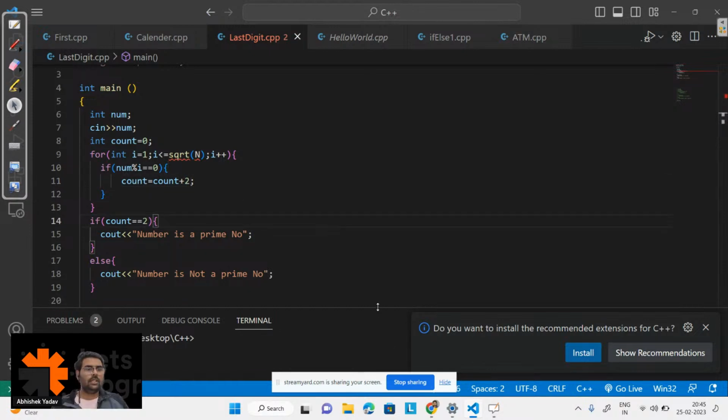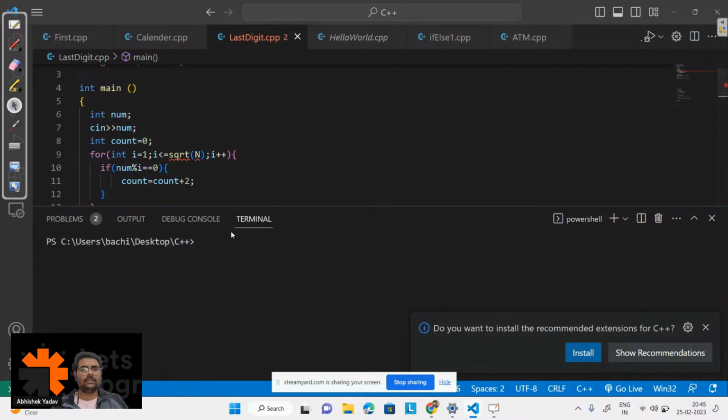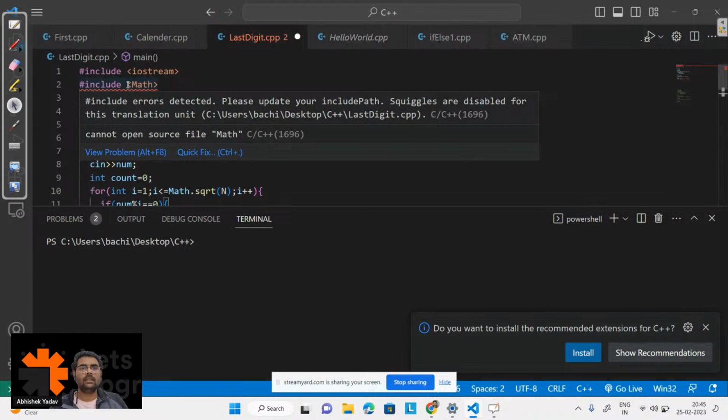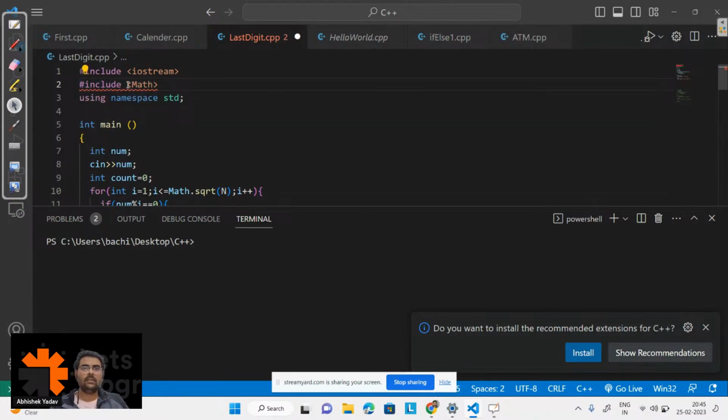So let's save the code now. Let's run the code, I will get the correct answer. Let's see. Okay, I have to use the math dot square root or what? Okay, hash include math. Can you guys write in the chat? Yeah, now it is clear, right? Correct. Math dot h. No. Okay, math here, right? Yeah.